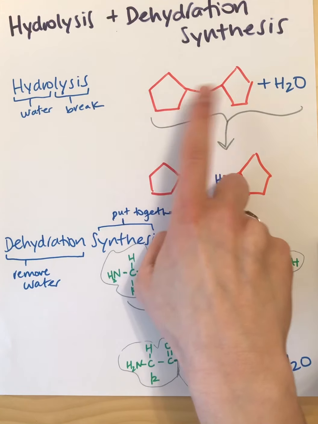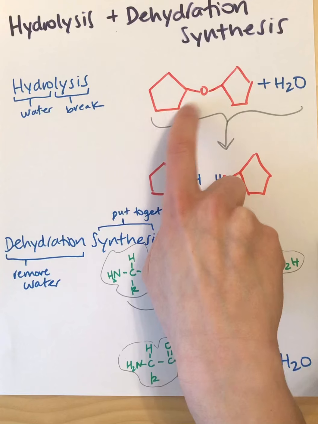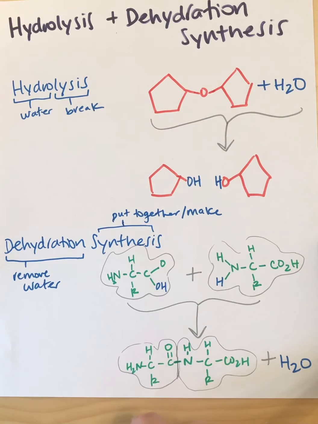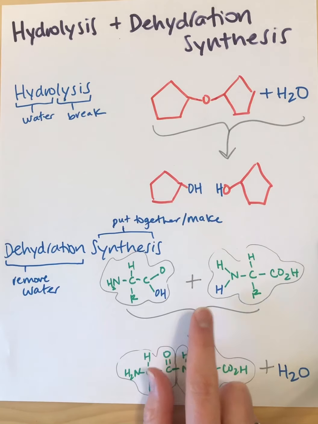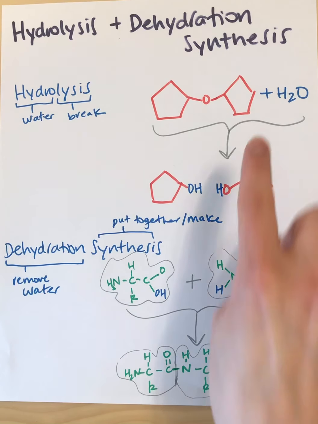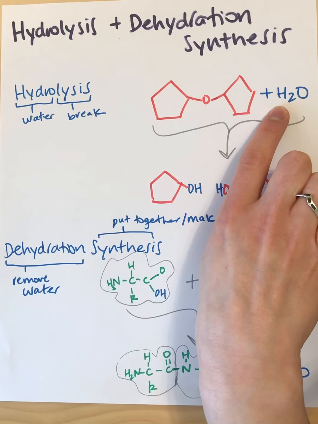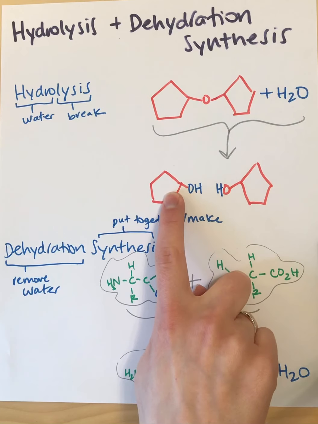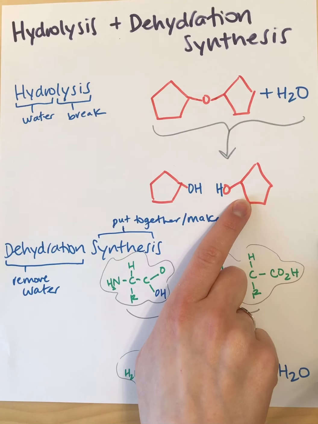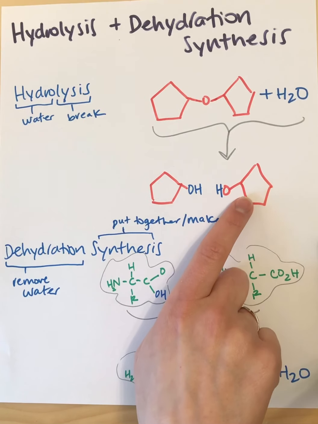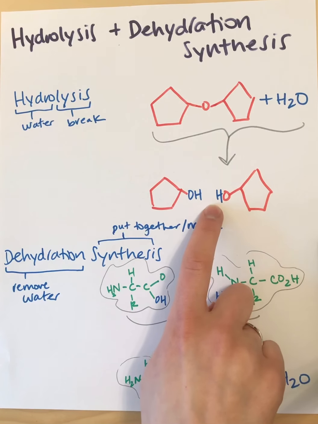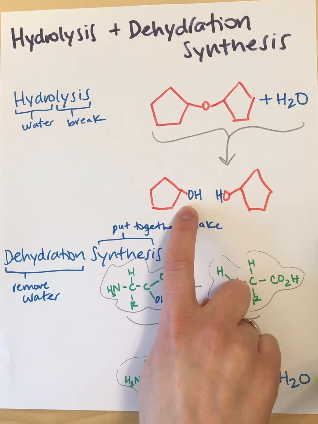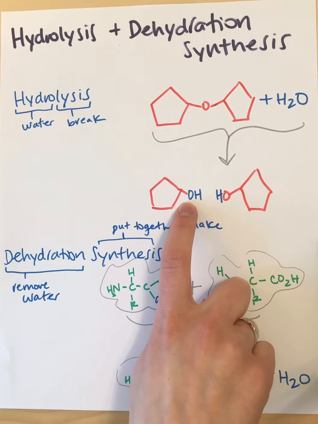So for example, I have 2 sugar molecules here. Sometimes you'll see them just abbreviated as a pentagon like this. They have an oxygen, 2 covalent bonds going to that oxygen, holding them together. In hydrolysis, the atoms from water are used to break that bond. Plus you would need some energy. But you'll notice that the 2 hydrogens end up as part of the sugars, and the oxygen from the water also ends up as part of the sugar.